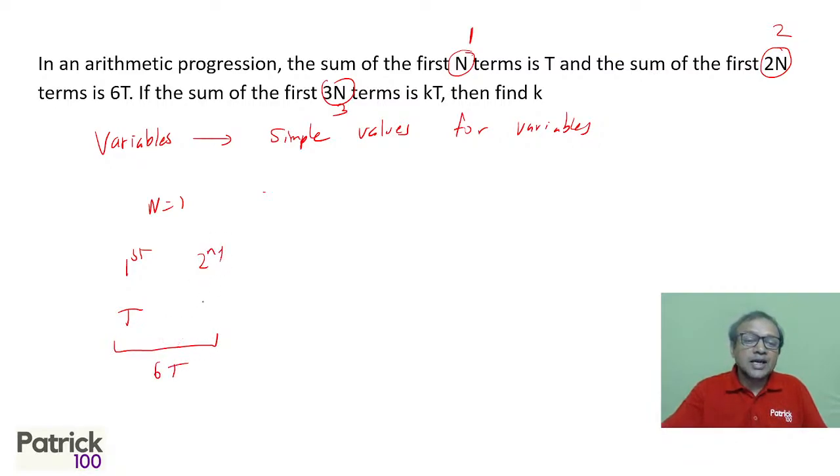Which means the second term will become 5t, because the sum of the first two terms, 2n becomes 2, is 60. If the sum of the first two becomes 60, then automatically the second term will become 5t.